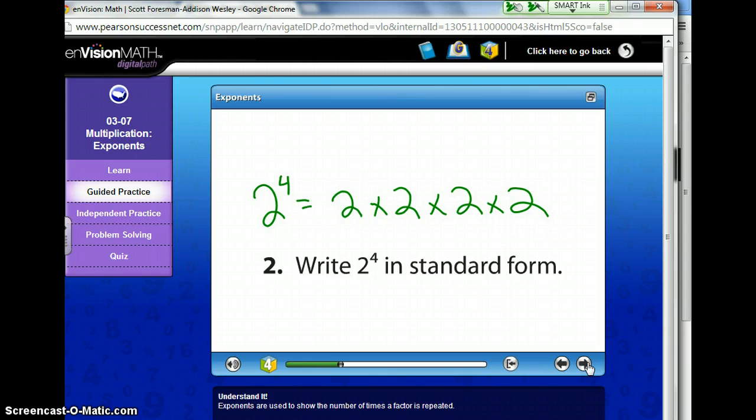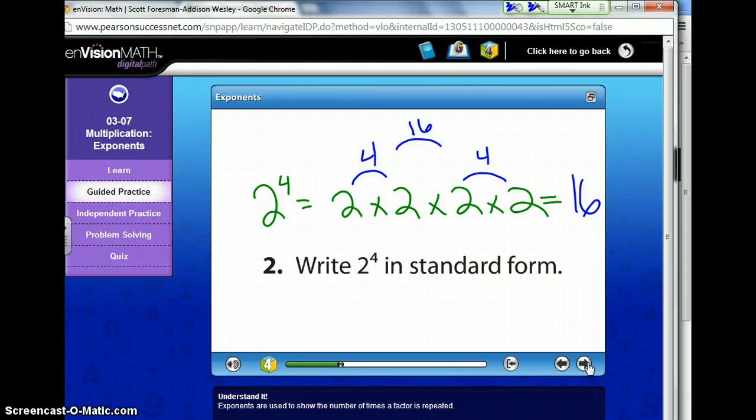So 2 to the 4th equals 2 times 2 times 2 times 2. Now, can anybody help me find the standard form or the answer? What did you do, Cole? I did 2 times 2 is 4, and then 2 times 2 is 4. Uh-huh. I multiplied them and I got 16. There you go. There's our final answer, 16.